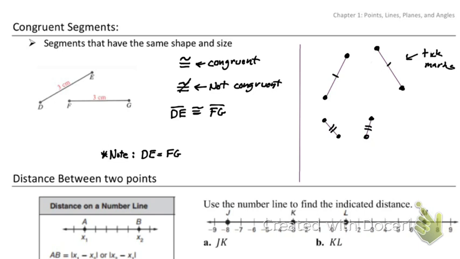If you have 3 sets of them, you have to put 3 tick marks. And then 4, and then 5, and then 6. You don't really get to 6. Usually it's just 1, 2, maybe 3. All right, those are tick marks if you were looking at a drawing.